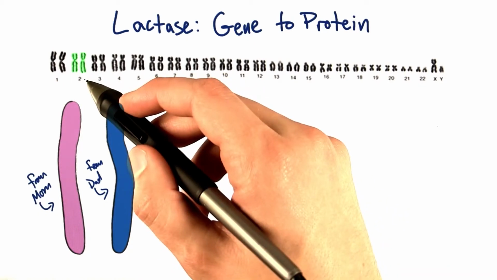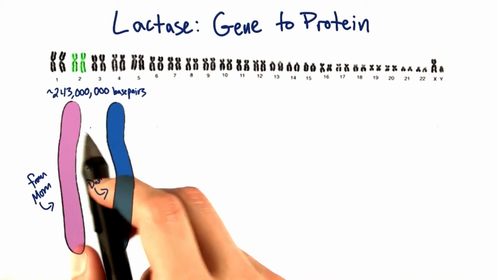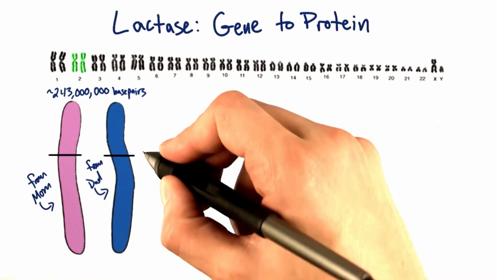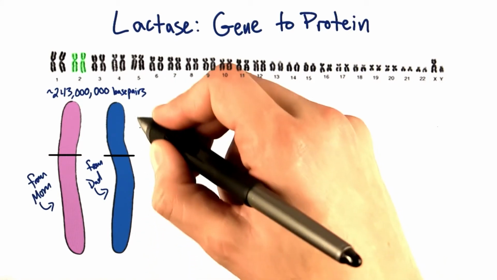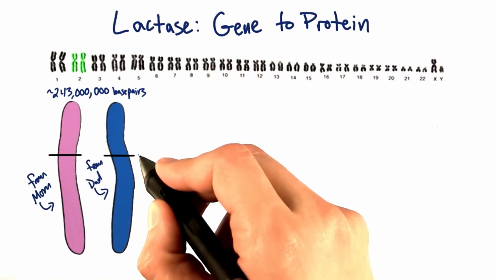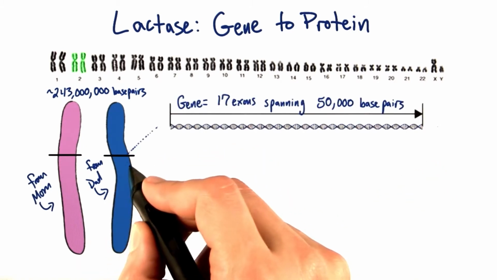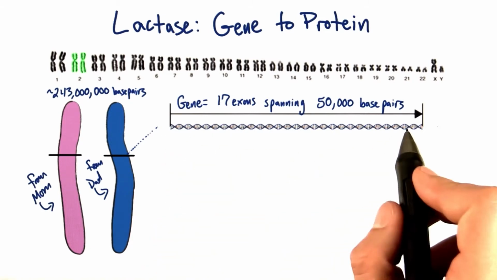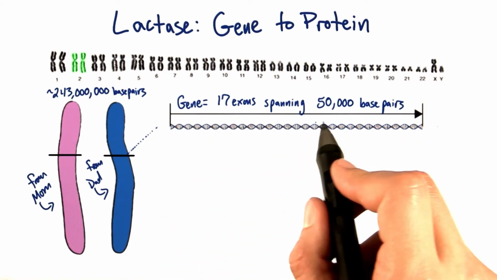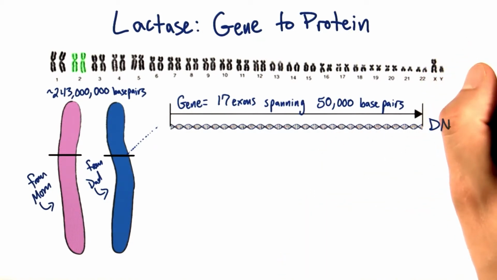Chromosome 2 is the next to largest chromosome in the whole genome at approximately 243 million base pairs long. The lactase gene is located approximately halfway along chromosome 2. Remember, you've got 2 copies, one on mom's chromosome and one on dad's chromosome. If we were to zoom into this region on chromosome 2 to look further at the lactase gene, we'd see that it's actually composed of about 17 exons spanning more than 50,000 base pairs of DNA.